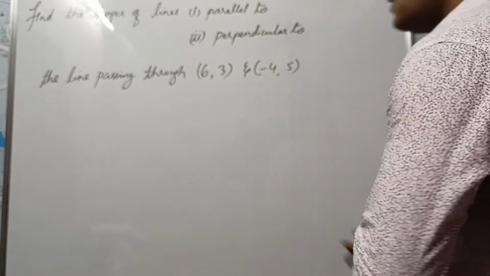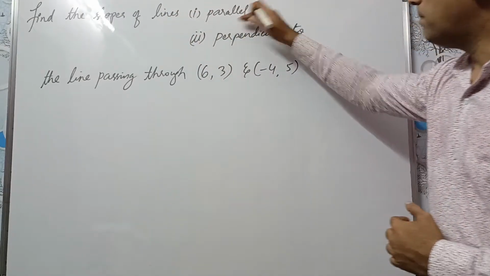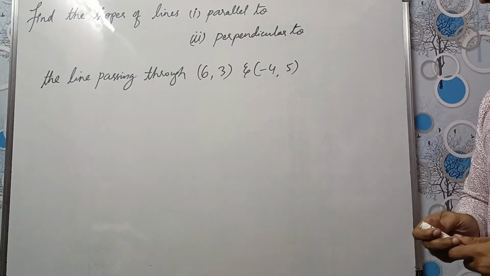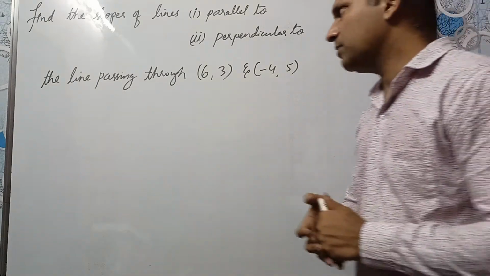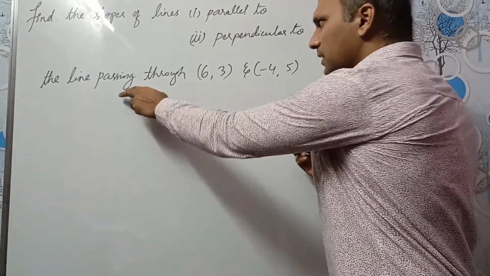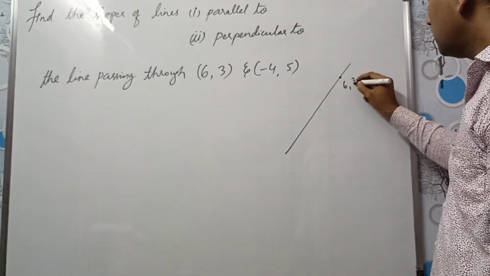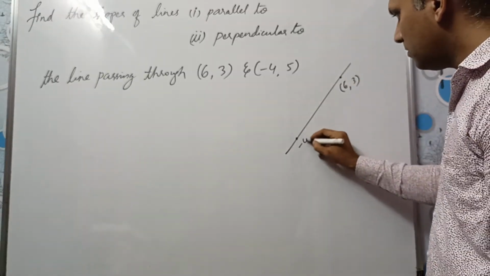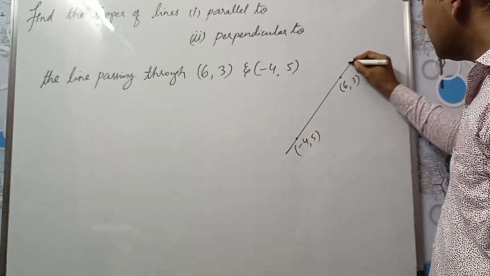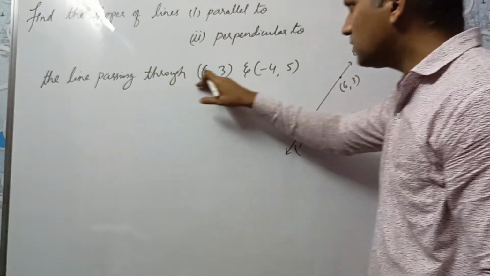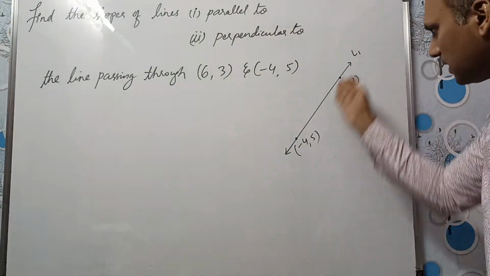Okay. Find the slopes of lines parallel to and perpendicular to the line passing through 6, 3 and minus 4, 5. What do we mean by this? There is a line passing through these 2 points, right? So let us draw the diagram. Minus 4, 5. Let us say that line is L1. This line L1 is passing through these 2 points. So that is our line.